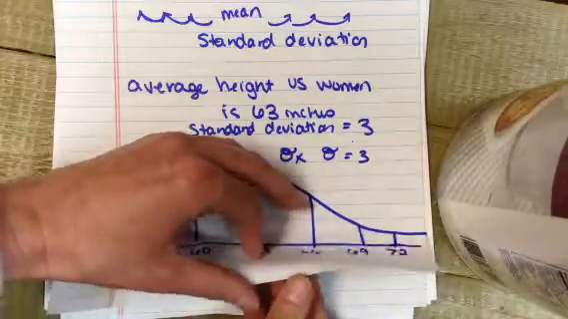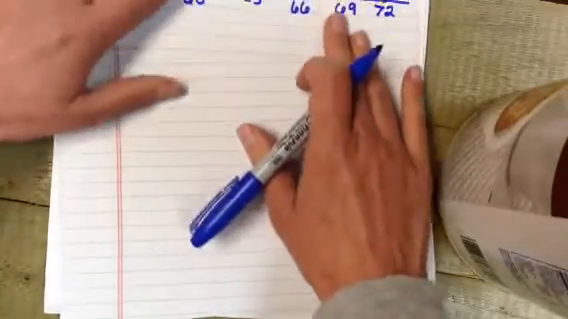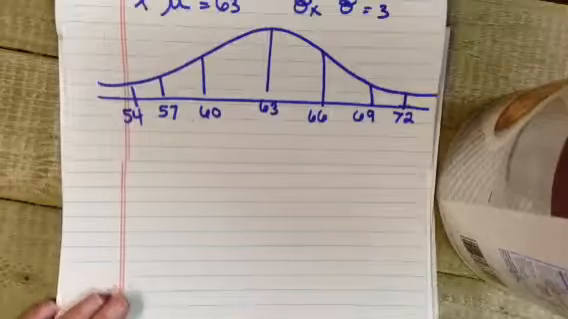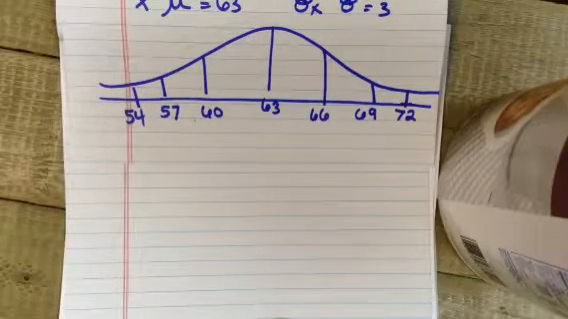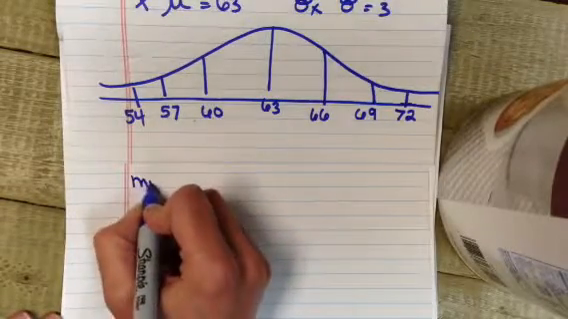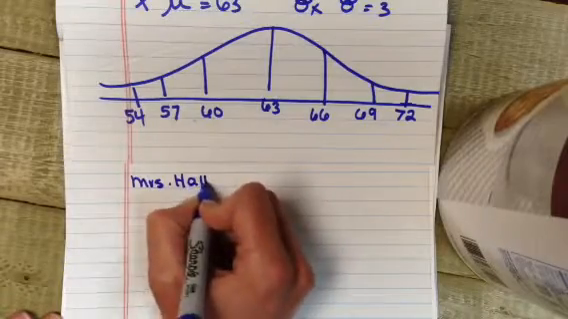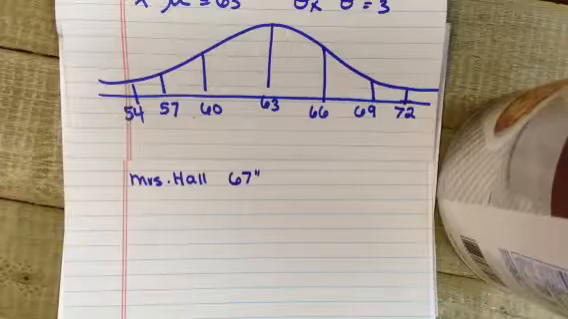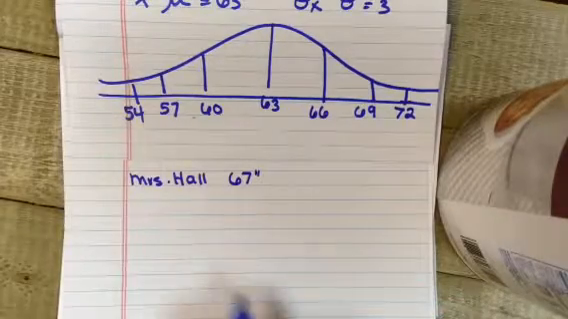So let me turn the page so that we still need to be able to see that information. Okay, so here's our bell curve for the average height of U.S. women. I'll just move that up a little bit. So, I am 67 inches tall. So, I want to know what my standard deviation, or what my z-score would be.